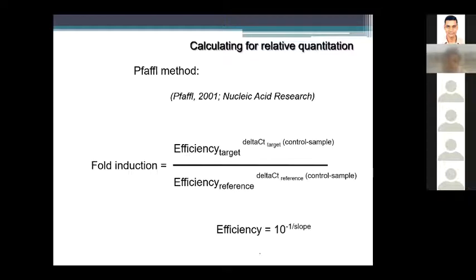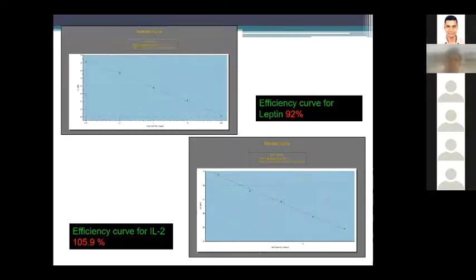And the formula for the fold induction is the efficiency of the target gene, efficiency of the reference gene, delta CT of the target. It includes both the control and sample. Similarly, the delta CT of the reference, control and sample. So the efficiency is 10 to the power of minus 1 over the slope.